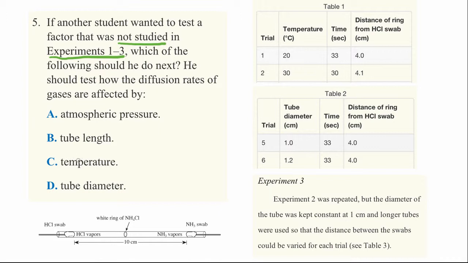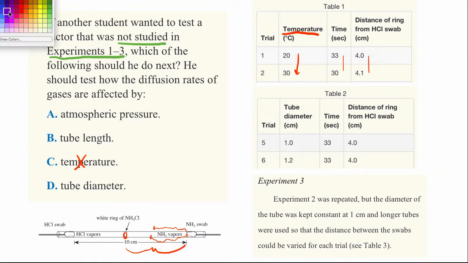So temperature. Should they study the effect of temperature? No, because this was actually done in the first experiment. Here, they changed the temperature, they went up, and they saw how that affected the diffusion speed and how that affected, this is the diffusion, by the way, and how that affected the distance of the ring from the HCl swab. Here is the ring, and this is the swab, which is diffusing off of. This is the distance right here, just to clarify the question a little bit.